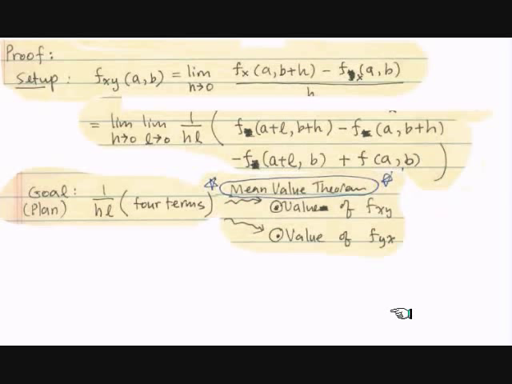The idea is to get rid of this limit part, and just consider this quantity divided by hl here. So I wrote it like this, 1 over hl, and all these four terms appeared there. The first thing we're going to do, using the so-called mean value theorem, is turn this quantity, in an exact way, into the value of f_xy, the second order partial derivative. It's not going to be f_xy(a,b), it's something else.